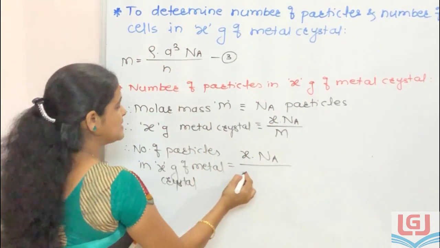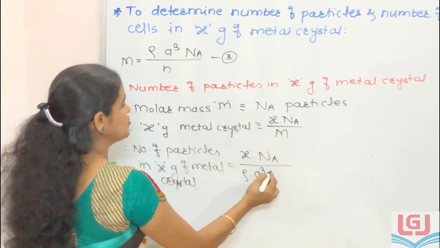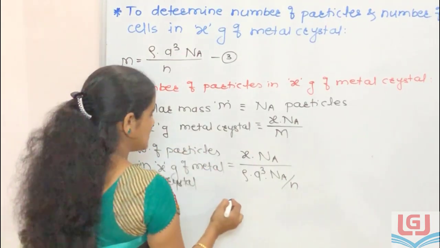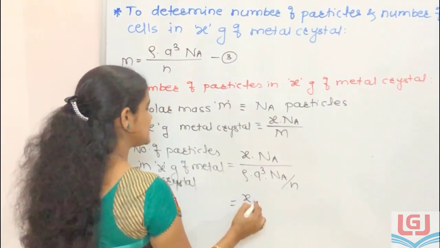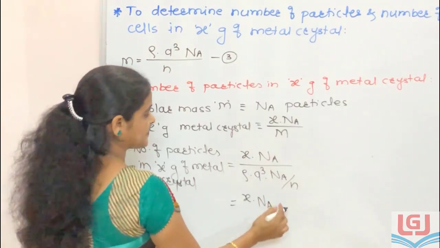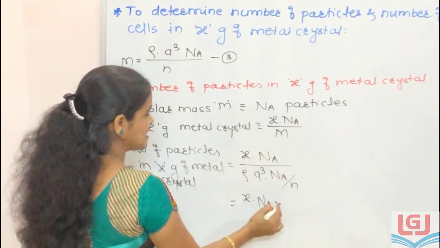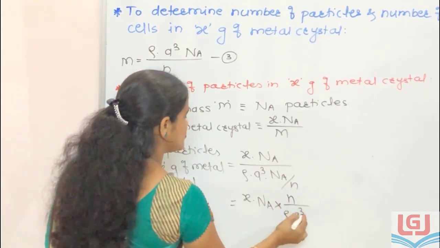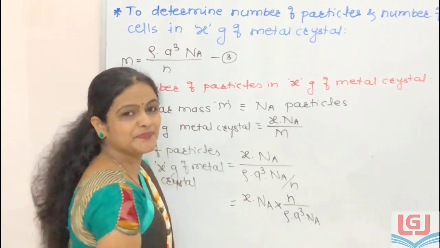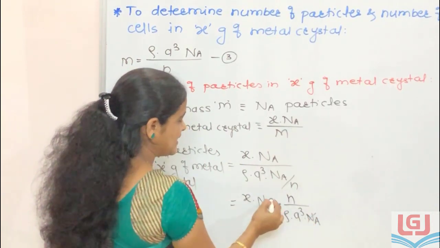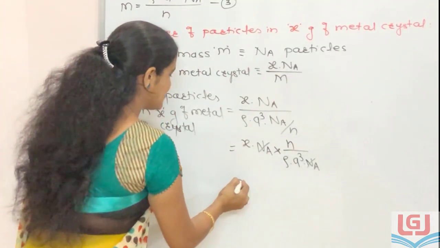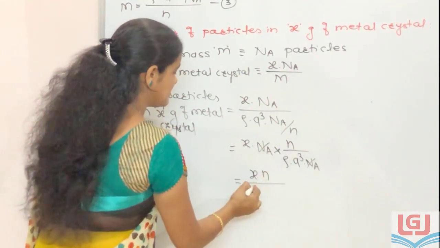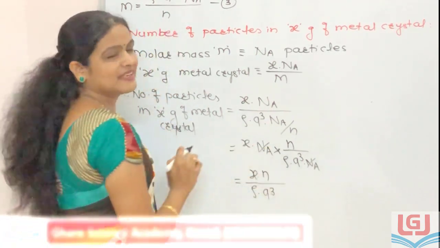Value of M is rho into a cube into Na upon n. It is equal to x into Na multiplied by, when it is multiplied, then it becomes n upon rho into a cube into Na. Here Na are cancelled and equation becomes x into n divided by rho into a cube.